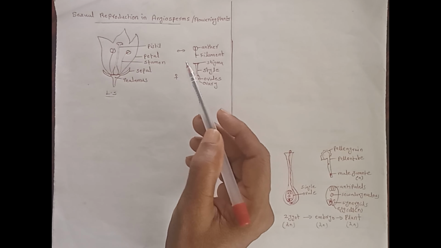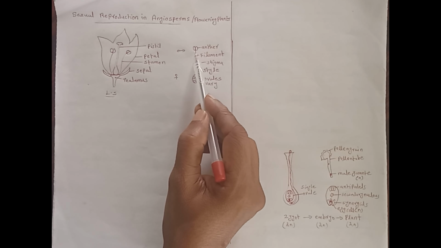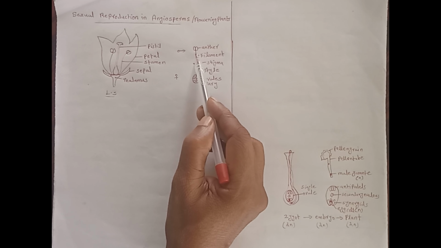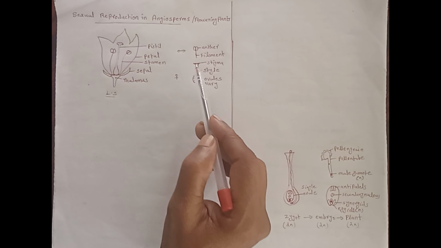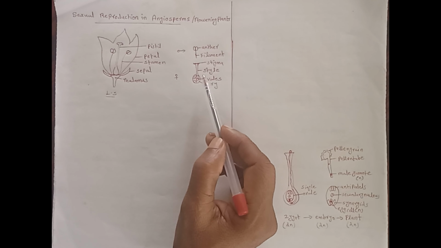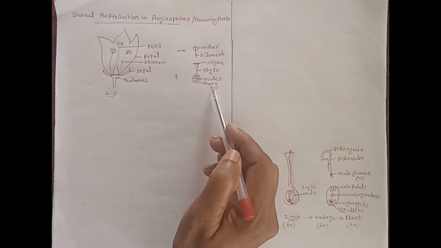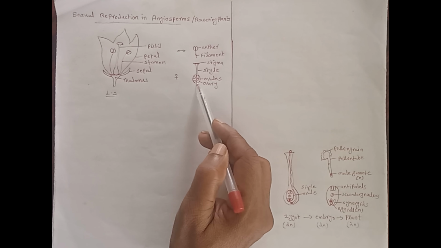The stamen is the male reproductive part that includes anther and filament, and the female part, that is pistil, includes three parts: stigma, style and ovary. Ovules are arranged in the ovary.